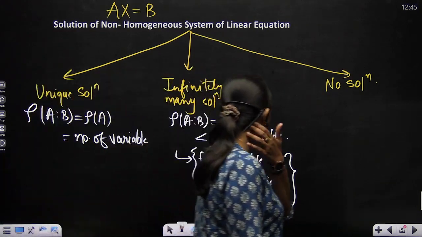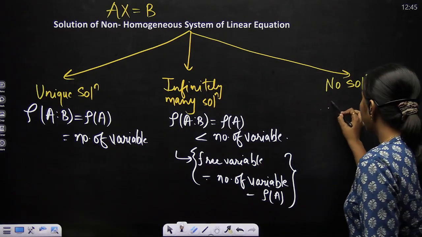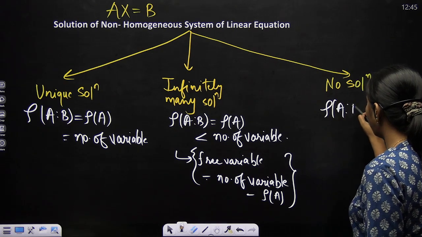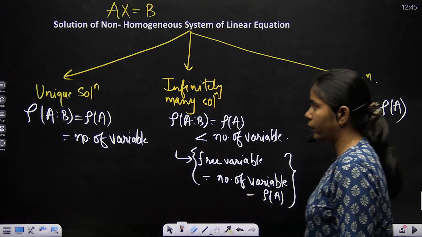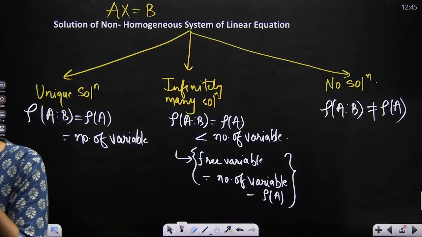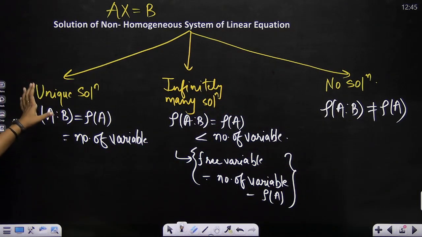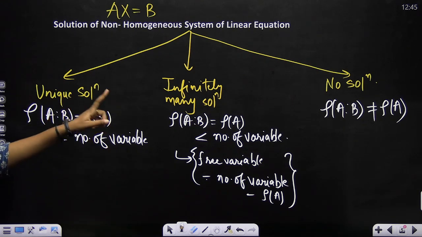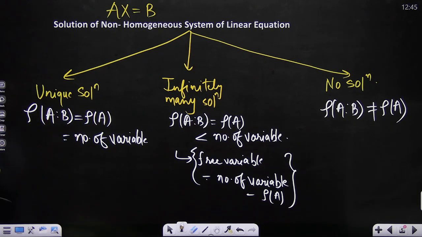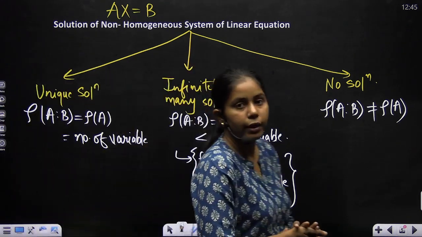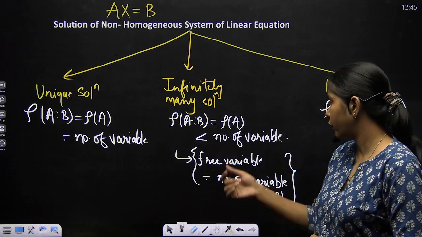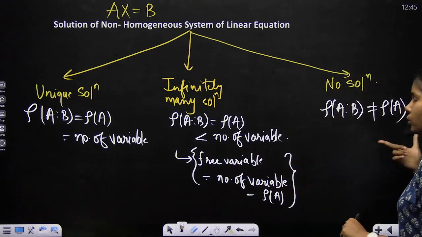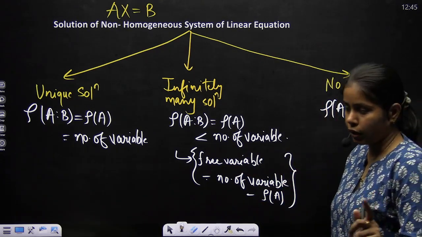Next we have no solution. We'll have no solution when rank of A augmented B is not equal to rank of A. So we have three types of solution: unique, infinite, and no solution. The system would have a unique solution if rank of A augmented B equals rank of A equals the number of variables, and infinitely many solutions if rank of A augmented B equals rank of A is less than the number of variables. No solution if rank of A augmented B is not equal to rank of A.